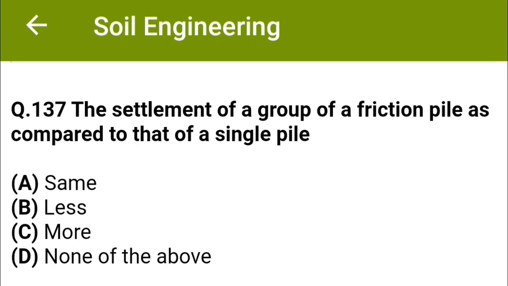The settlement of a group of friction piles as compared to that of a single pile is option A, same, option B, less, option C, more, option D, none of the above. The correct answer is option C, more.